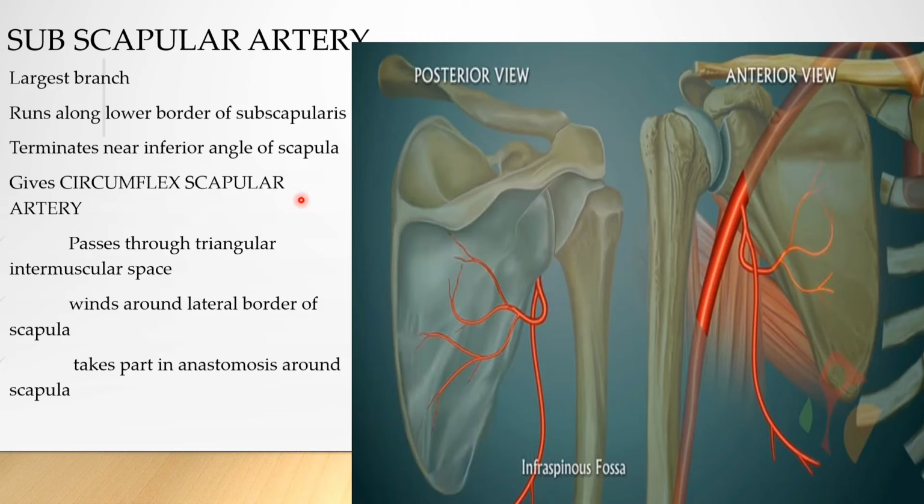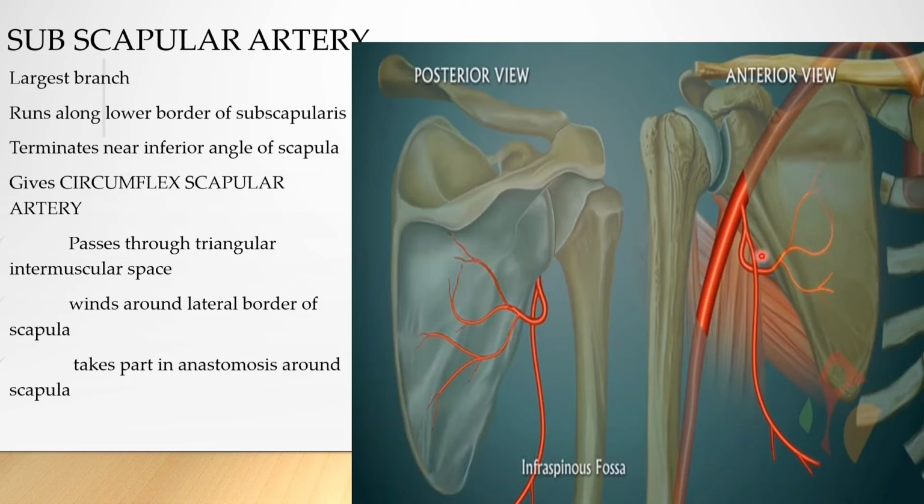at the scapula. So a brief point I'll say here, it runs along the lower border of the subscapularis and terminates at the inferior angle of the scapula. This is the inferior angle here. It terminates here and it gives the circumflex scapular artery. It gives many branches, but the circumflex scapular artery forms the anastomosis. Circumflex is rounded. It forms an anastomosis around the scapula.